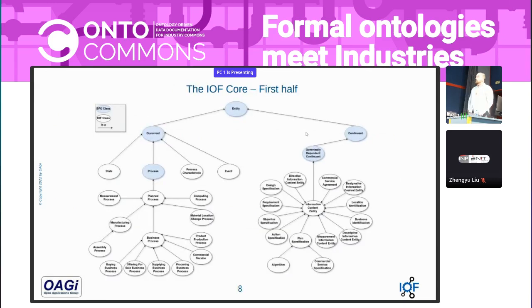Now here's a picture of how the IOF core actually aligns with BFO. Let's split it into two pieces just so that it can actually be seen. And here we have the occurrent and the GDC branch. I would like to highlight main classes, and that is from the occurrent side, the plan, process, state, process characteristic, and event. While from the GDC side, there is the information content entity that got extended with a lot of identification and specification classes.